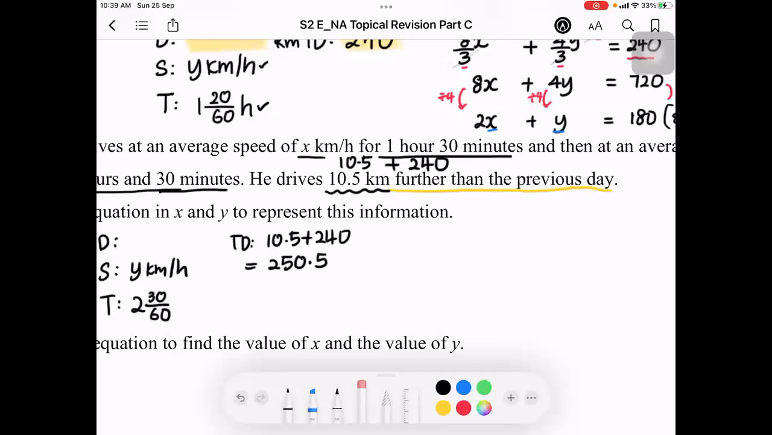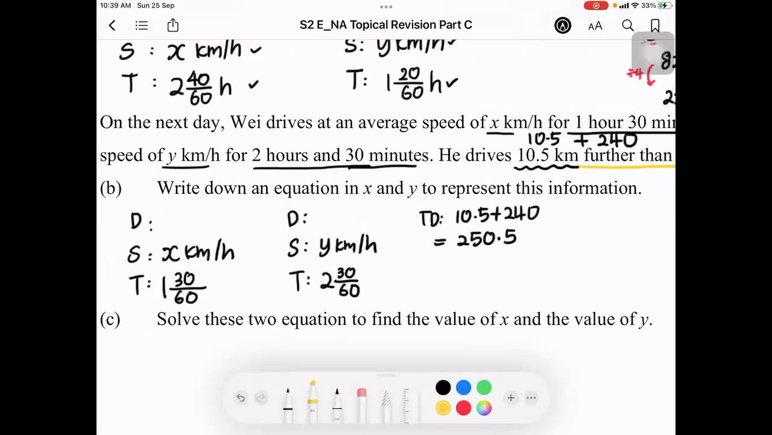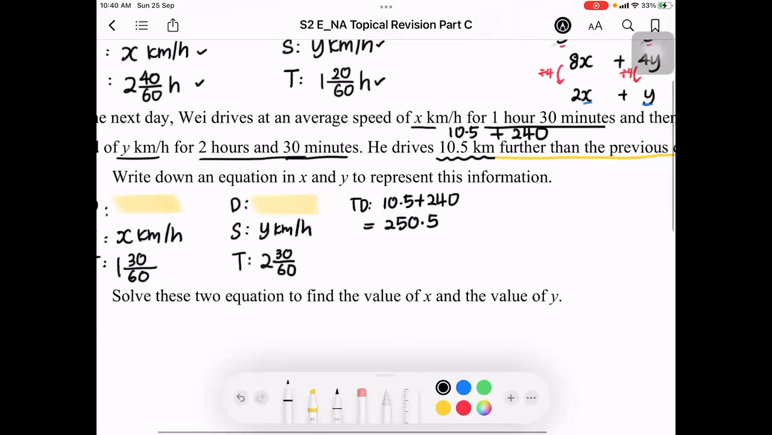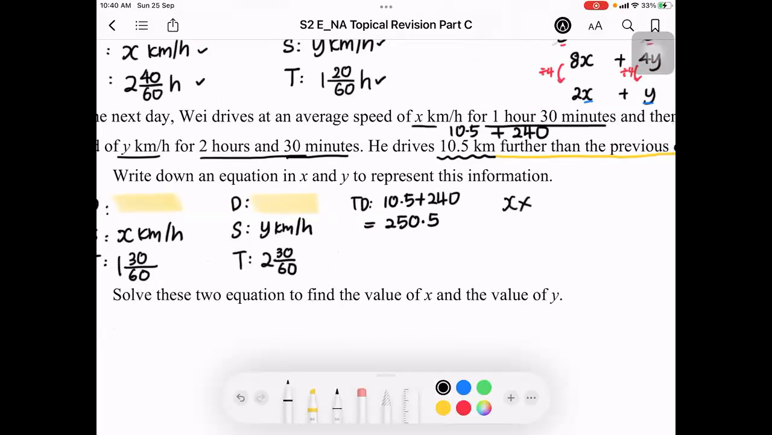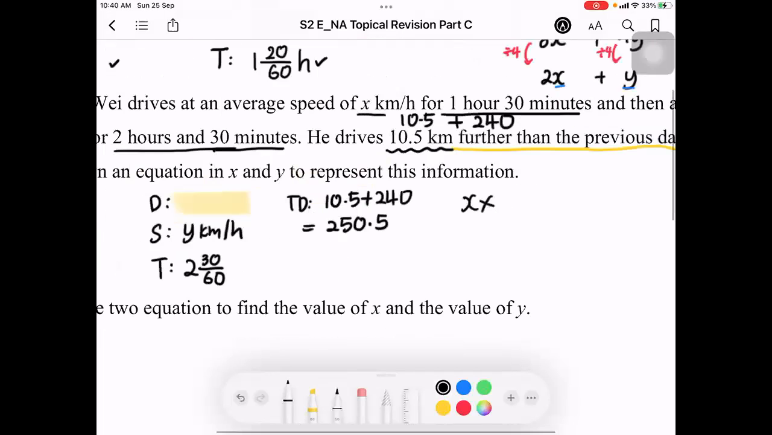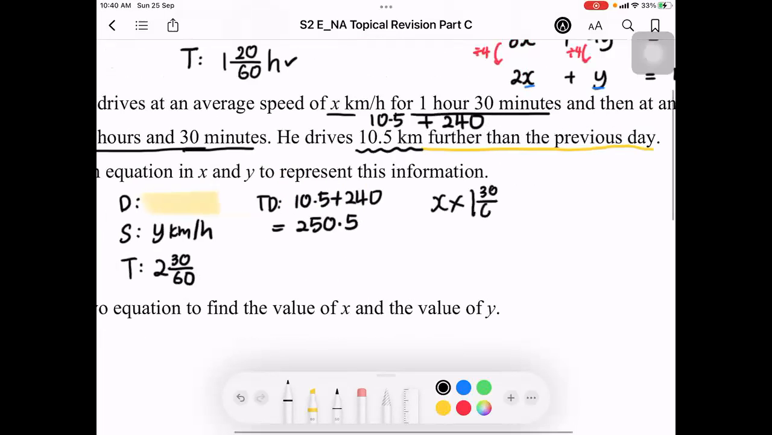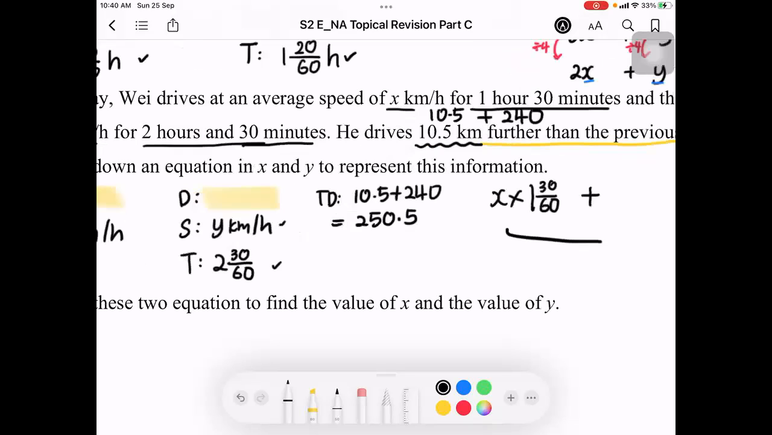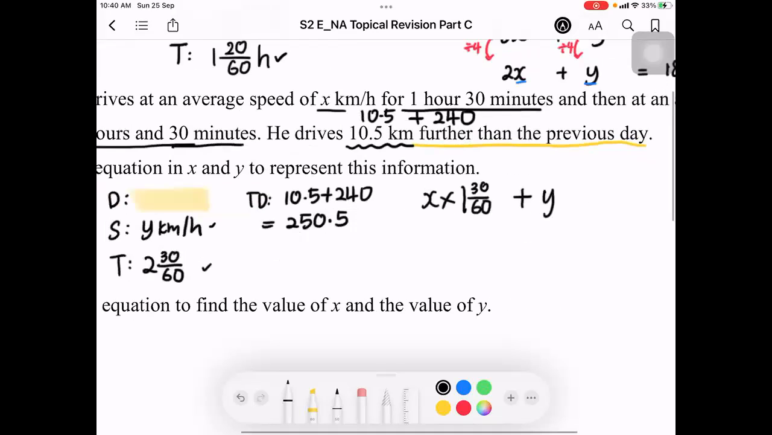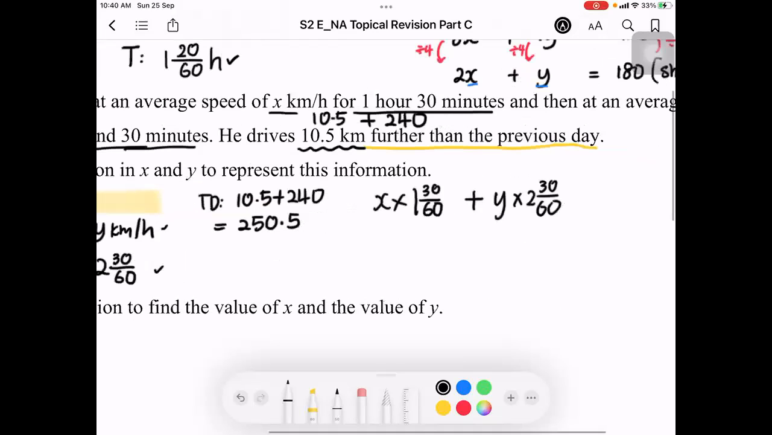So similarly, in this case, we also want to find the distance plus the distance equals the total distance. Okay, distance equals speed times time. So this one will be x times the time here, 1 hour 30 minutes, plus the second distance, speed times time, y times 2 hours 30 minutes over 60. They say the total equals 250.5. Okay, so they have this one.